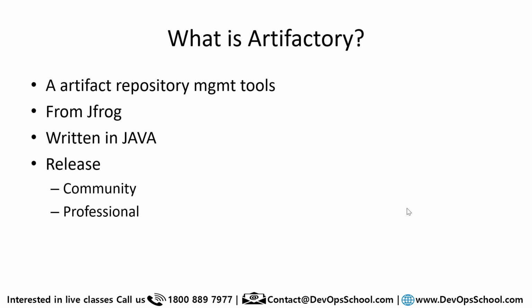In GitHub, we store the source code. In Artifactory, we store the binaries most of the time. So it's Artifactory, an Artifact Repository Management tool. This is from a company called JFrog. This tool is written in Java. So the moment we say Java, that means in order to install Artifactory, you need to install Java. Java 11 is supported for this product.